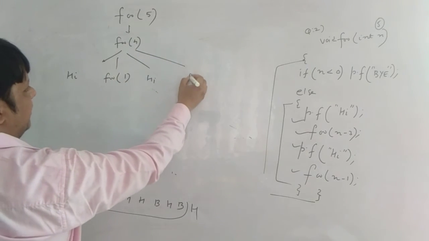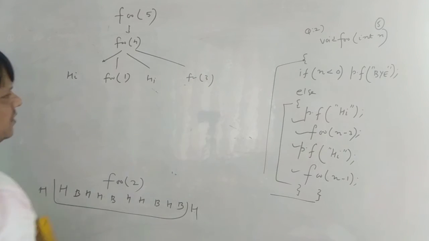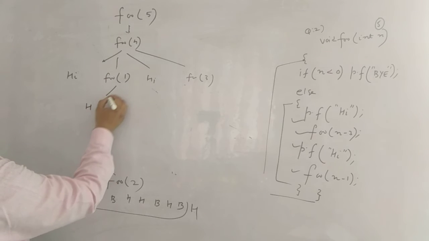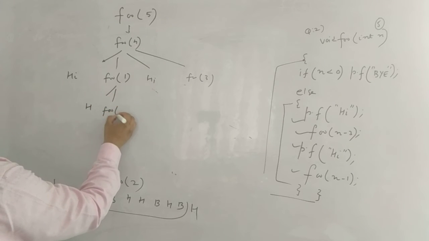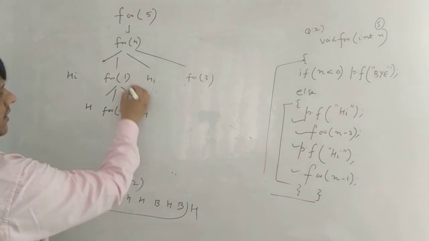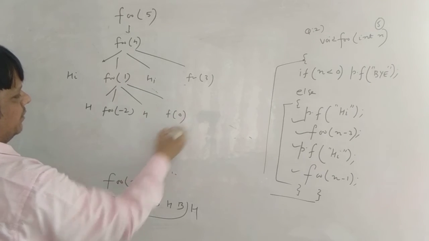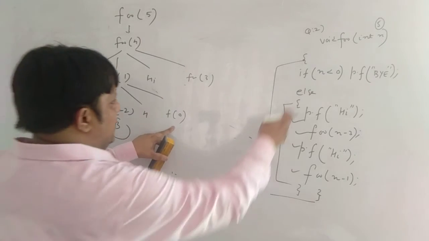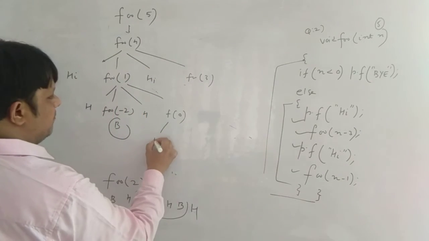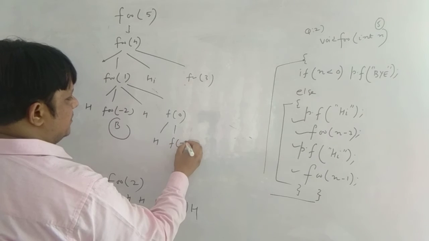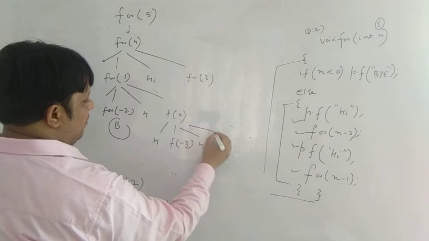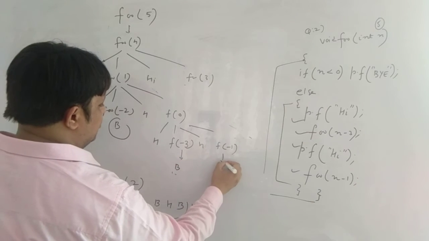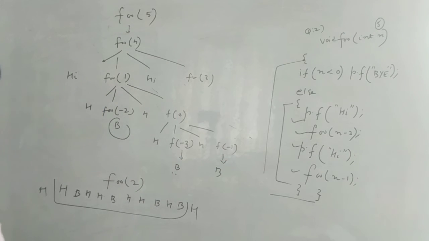Then hi. Then it is printing foo(3). So when you call this function, it will print one more hi, and then foo(-2), then again hi, then foo(0), right? When you call this function, it will print what? B. Now when you call this function, 0 less than 0, the condition is false, again it will print hi, foo(-3), hi, foo(-1). So when you call this function, it will print what? B. This function will also print bye, right?